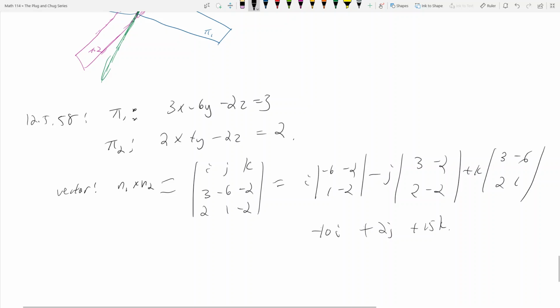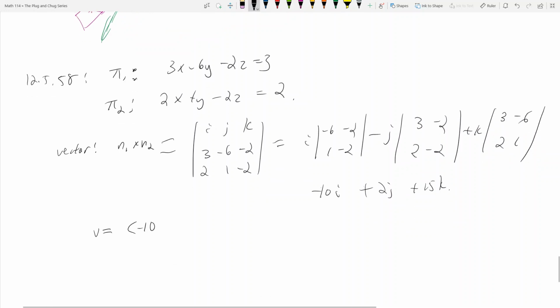All right, so this is my line. The vector part, v, is going to be negative 10, 2, 15. Now, what do we need? Did I do this wrong? Did I copy this wrong? Oh, yeah, that's positive. So this is going to be a positive 14. 12 plus 2, okay, it's 14. Good. We're good. So this is going to be my vector component of the line.